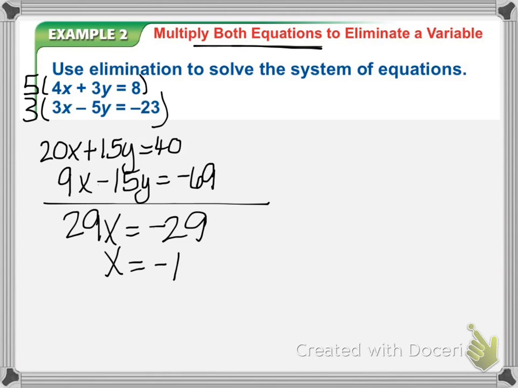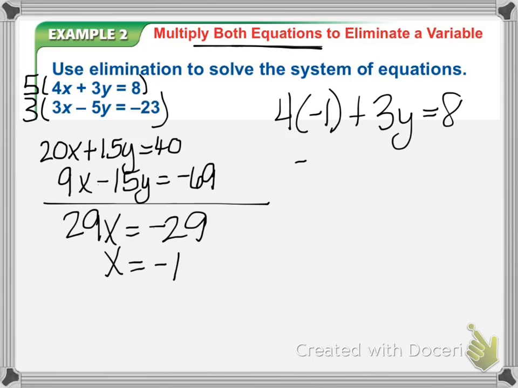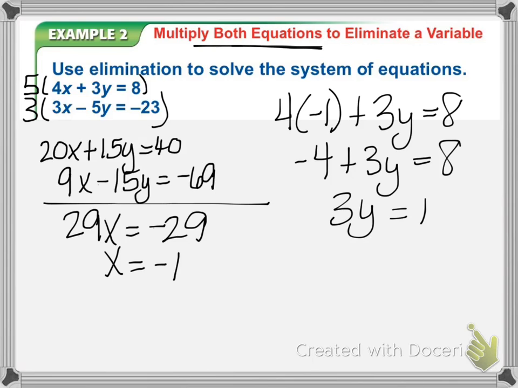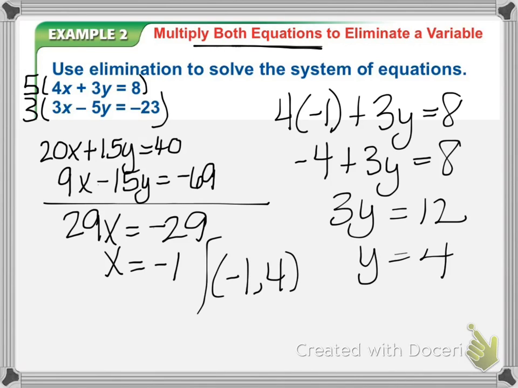When you go through and solve it, you should get an x value of negative 1. So then you go back to one of the originals, and you plug in your negative 1 for x. So I'm just going to use the top one. And then you go through and you solve that for your y value. When you do that, you get a y value of 4. So then your solution ordered pair is -1, 4.